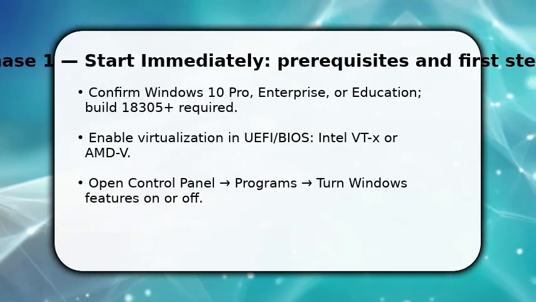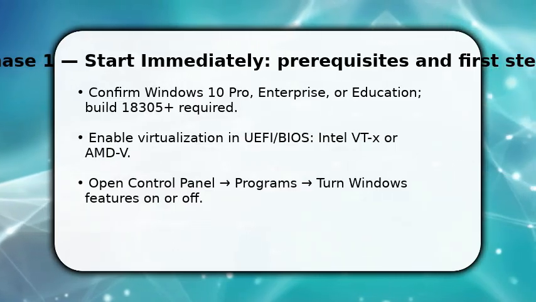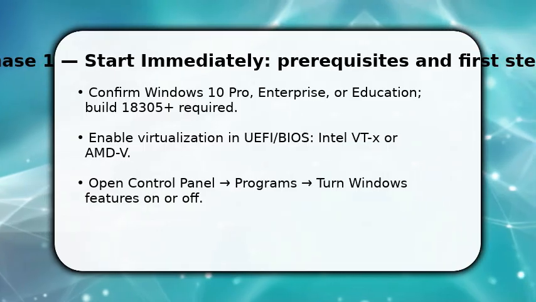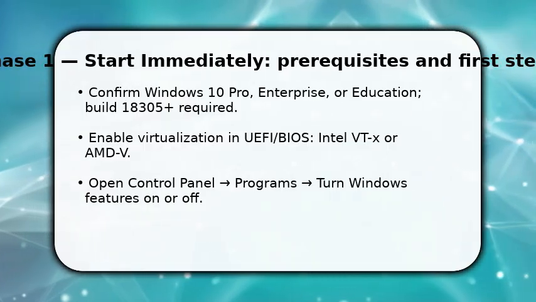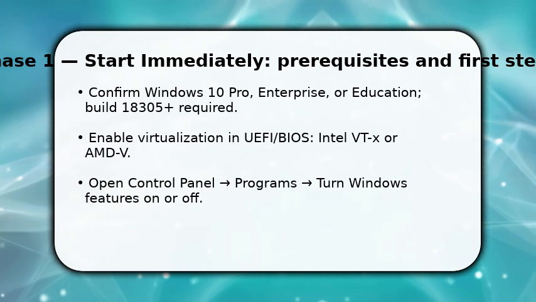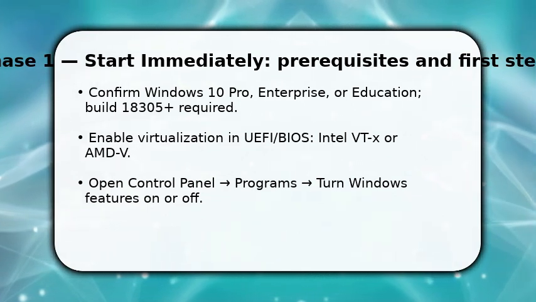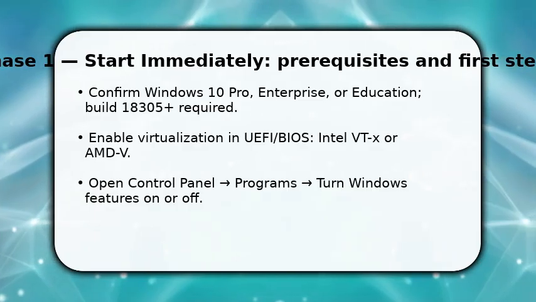Once done, sign into Windows and open Control Panel, then Programs and choose Turn Windows Features on or off. This is the exact dialog where Sandbox appears. Follow on-screen prompts to continue. Make sure to keep administrative privileges for the next step.